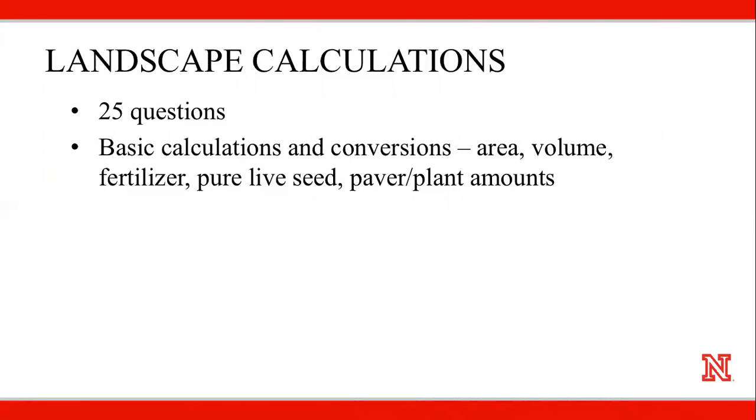Any questions about that part? Okay, the next part is the landscape calculations. This again is 25 questions, 2 points per question, for a total of 50 points. These are the calculations that you would see if you're a landscape manager, a turf manager, or working in a greenhouse. Basic calculations and conversions.